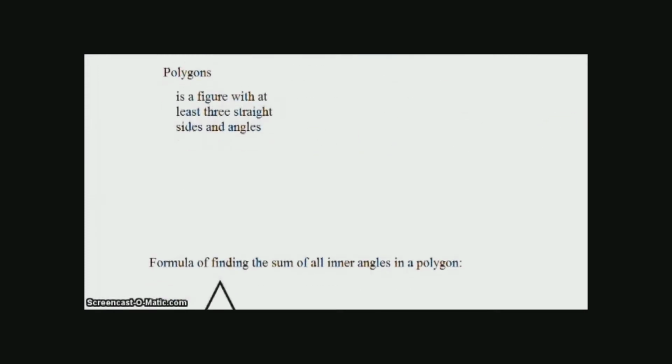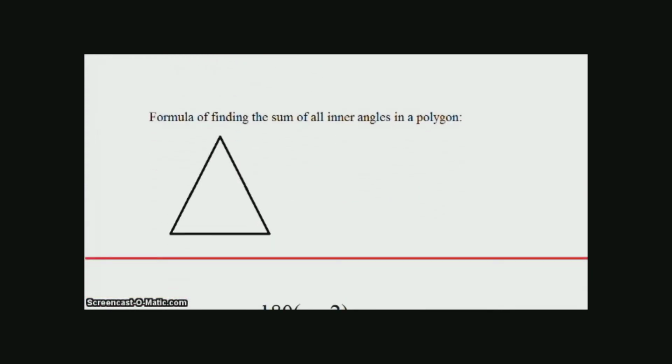Now let's learn how to find the total sum of all interior angles in a polygon. Now the formula of finding the sum is n minus 2 times 180. N is the number of sides in a polygon, and 180 is the total sum of angles in a triangle.